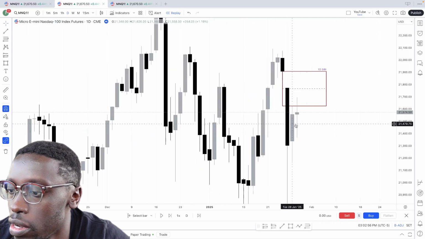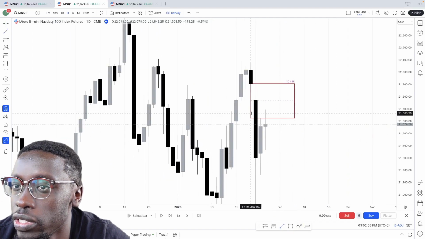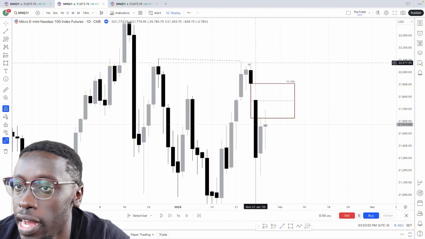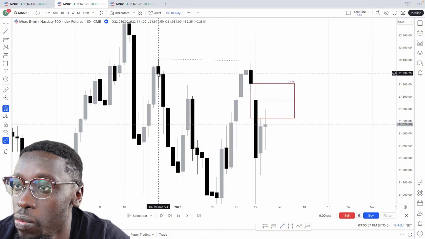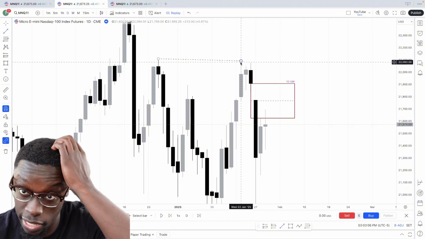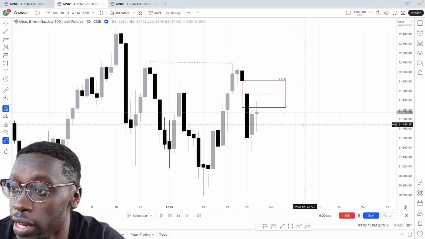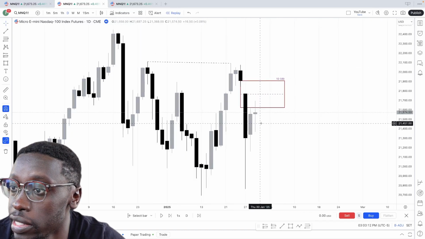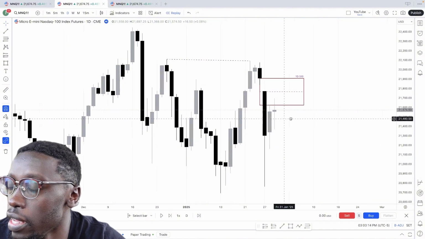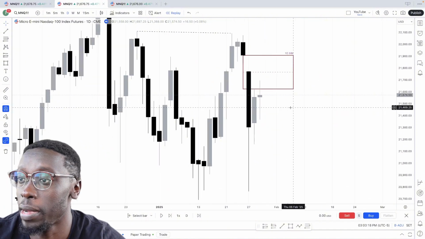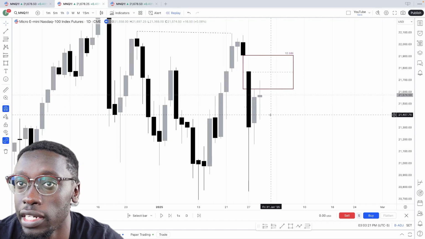And as I had mentioned earlier, we still had this daily SMT here, right? This high was not taken out yet on the NASDAQ, while the S&P 500 had already taken out this high. So because of that, I had a bearish bias going into this day. Let's look at the lower time frame, and I can show you where my entry mechanism was.